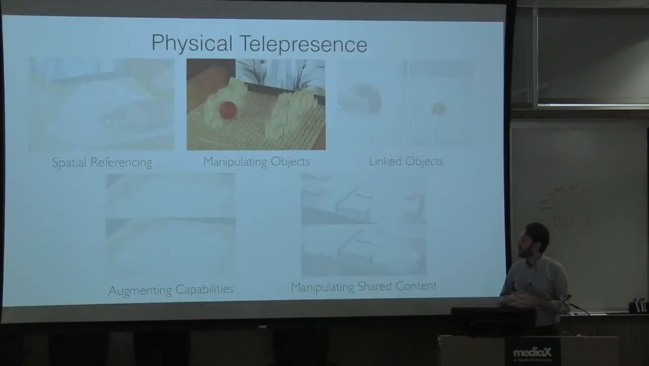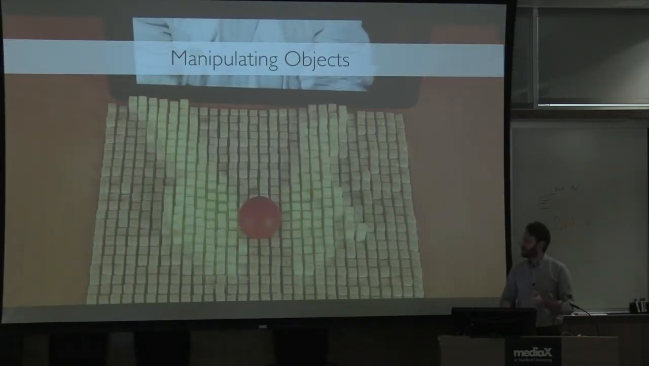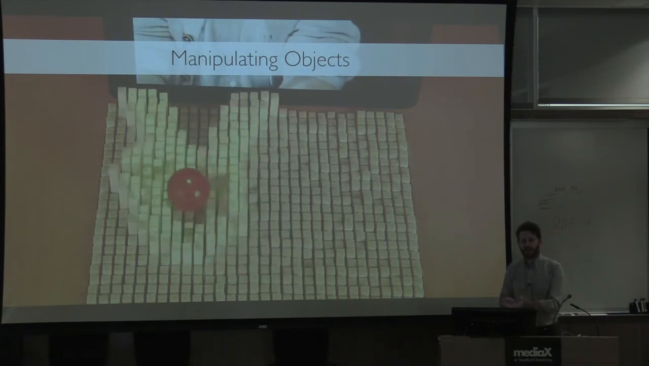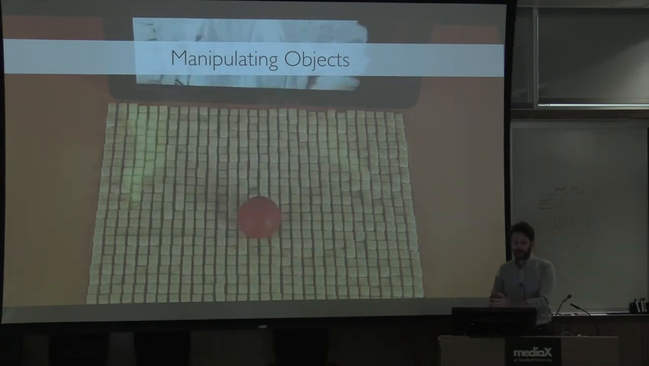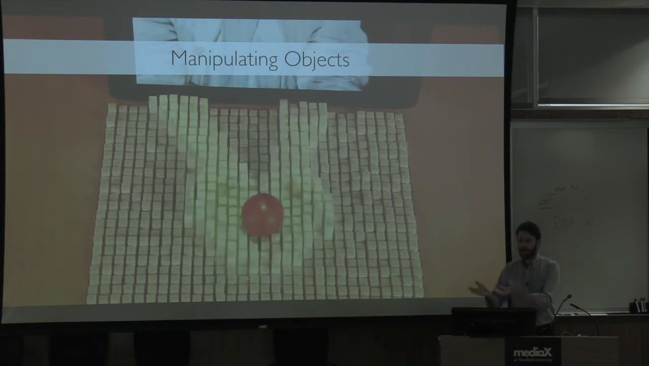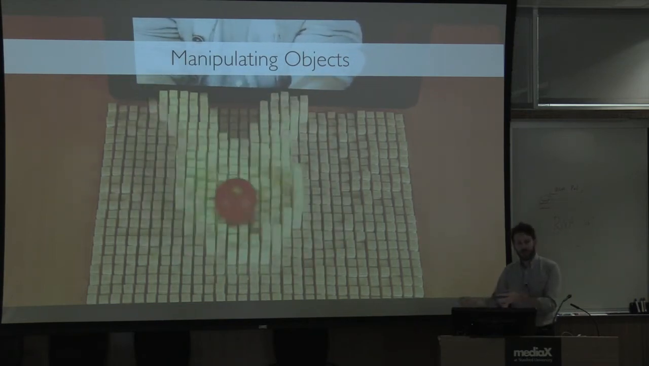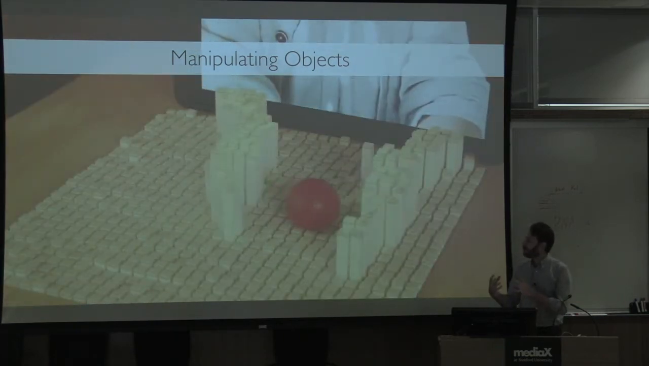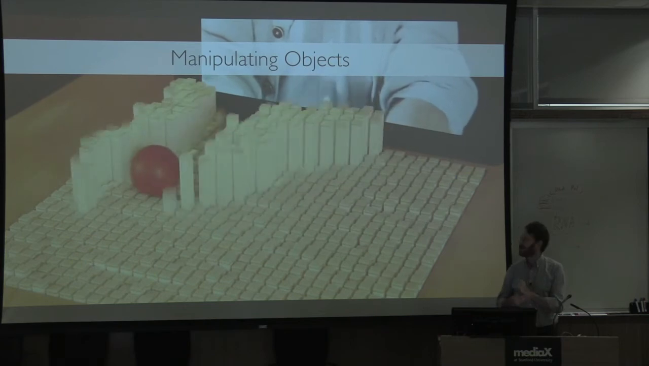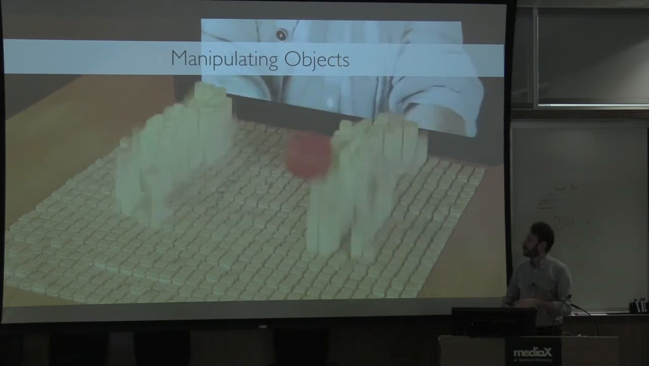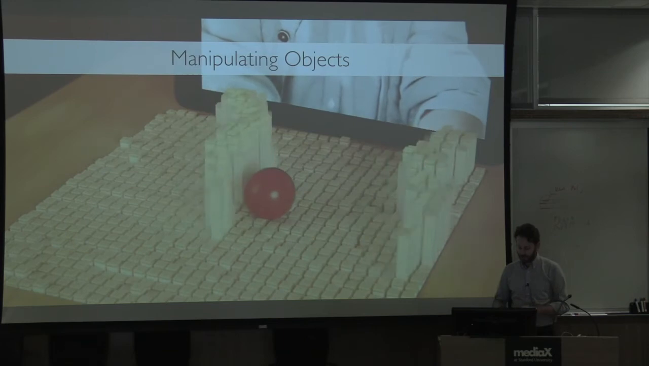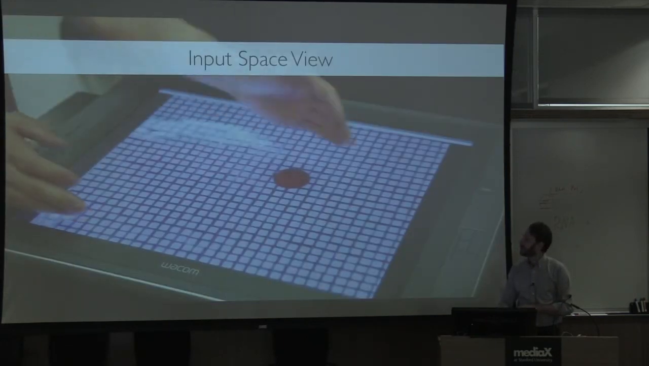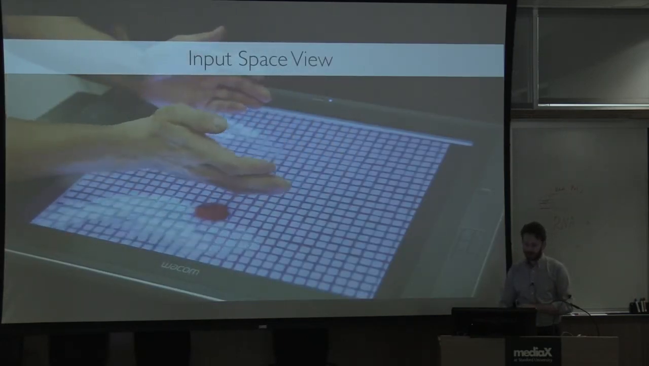So now, beyond spatial referencing, you can also physically manipulate objects at a distance. We can use this depth sensing camera to generate the physical geometry of the remote person. And because these pins are actually physical, you can now manipulate objects at a distance. This is a new type of telemanipulation that hasn't really been explored before. So you can start to move things around, and this is what you would see on the input space. So the remote user sees this.